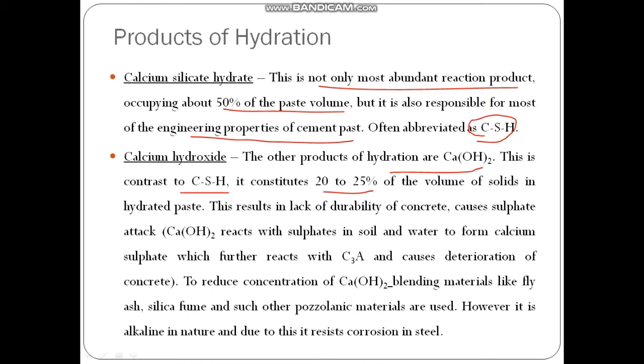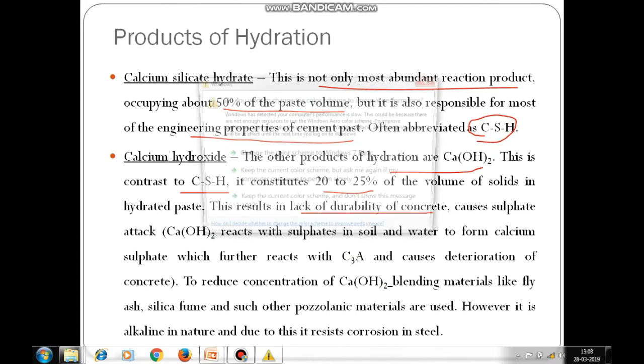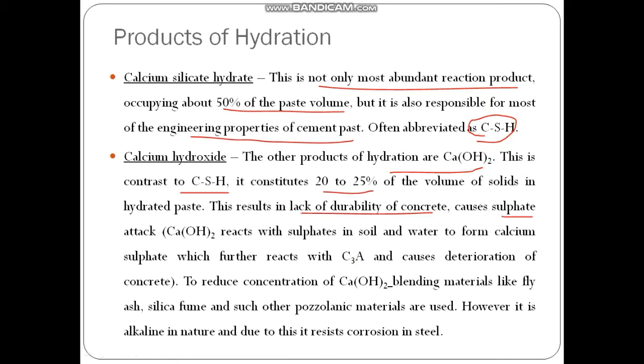Calcium hydroxide. The other product of hydration is calcium hydroxide, and this is contrasted to CSH because it constitutes only 20 to 25% of the volume of solids in hydrated paste, and this results in lack of durability, causes the sulfate attack, which means this Ca(OH)2 reacts with the sulfates in the soils and water, forms calcium sulfate, which further reacts with the C3A in the cement and causes deterioration to the concrete. So that is called sulfate attack.